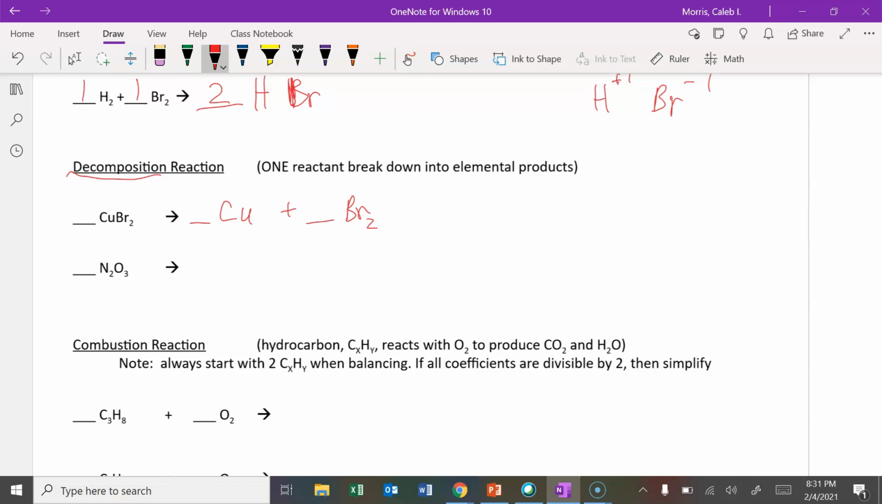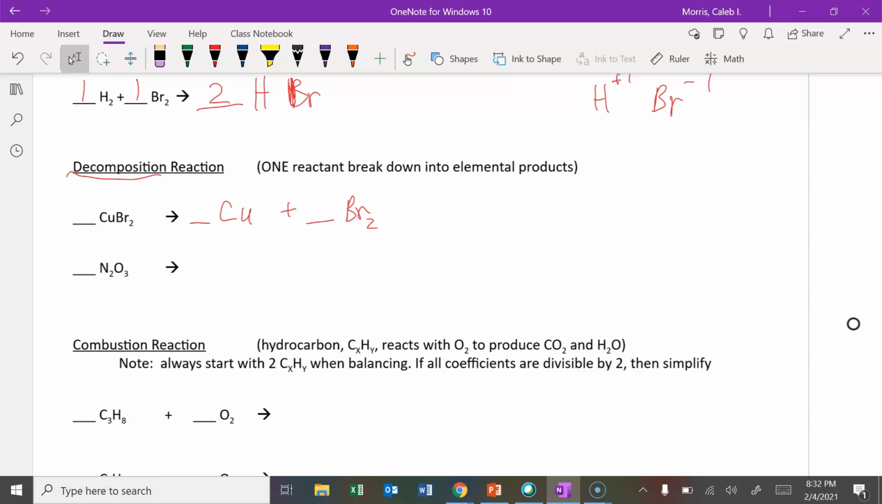Now we want to balance it. But if you look at this, it happens to already be balanced. I have 1 copper over here on the left. I have 1 on the right. I have 2 bromine on the left. I have 2 bromine on the right. Not usually the case, but it is balanced this time.